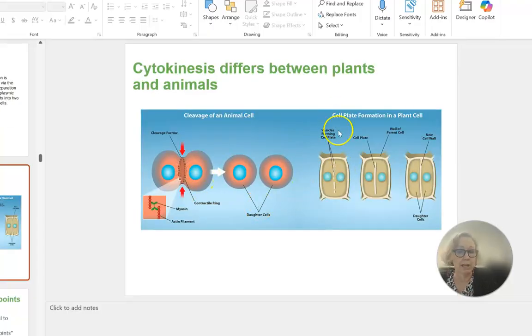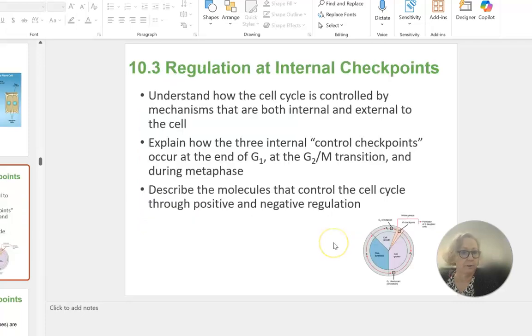Okay, and remember, in plants, that's going to look a little bit different because we have to have a plant cell plate here for plants. So that's going to look a little bit different.